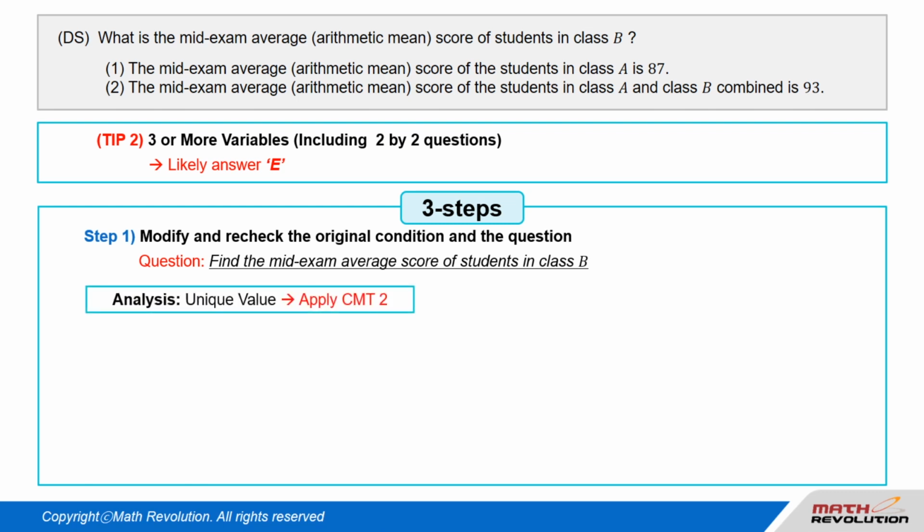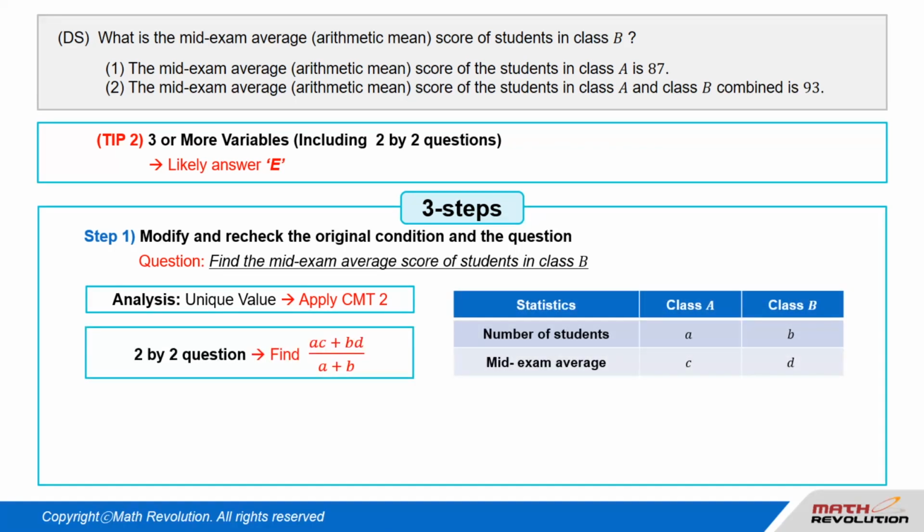Let us look at the information from the original condition. The answer to this question will be in terms of a unique value for the average, and therefore, we apply CMT2 to this question. Again, let's organize the information into a separated 2x2 table. Number of students in Class A is A. Number of students in Class B is B. Mid-exam average of Class A is C. Mid-exam average of Class B is D.